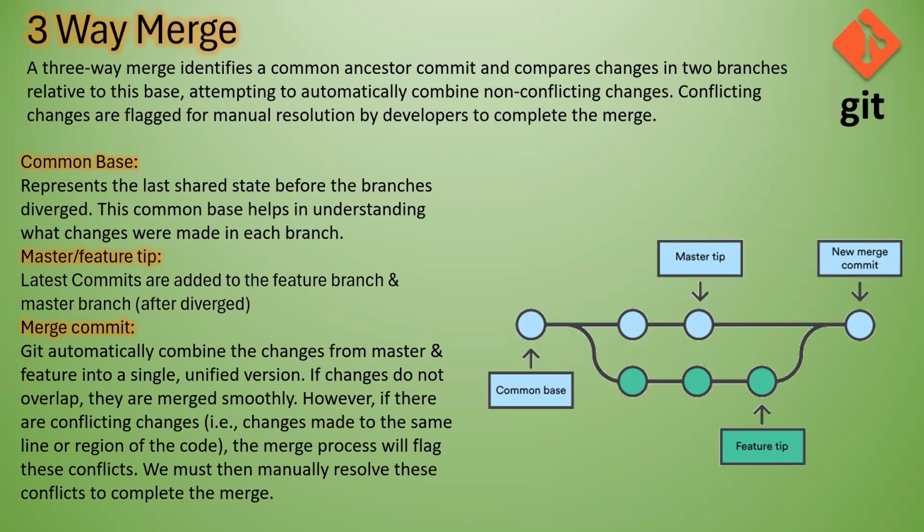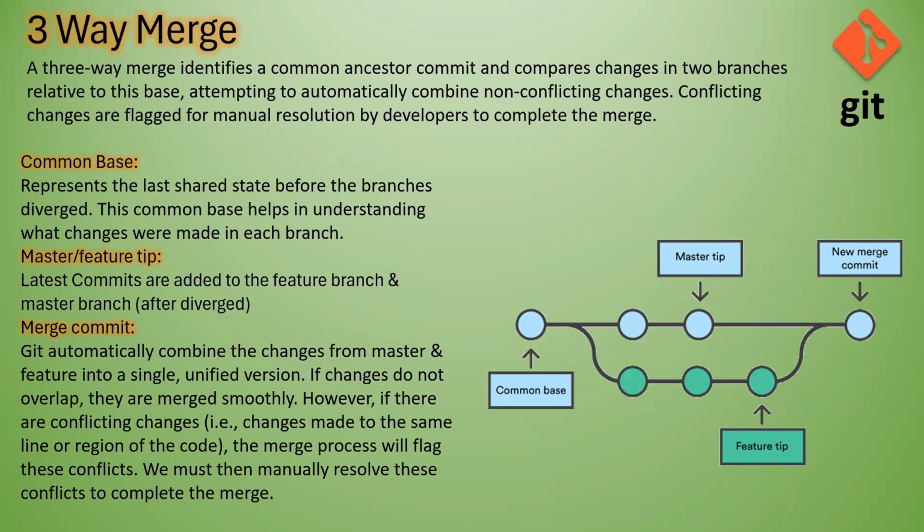So what happens is this common base, the tip of the main or master branch, and the tip of the feature branch, these three commits will be considered to create a new commit. The initial commit, feature commit, and master commit are made by the user, whereas the new merge commit that you see in the diagram will be created by Git. For creating this new merge commit, it considers three commits: the common base, the feature tip, and the master tip, that is, the latest commit from the master, the latest commit from the feature, and the common ancestor commit. All three are considered to find the differences, and they will be committed into a single commit, which is the new merge. Now we are clear with this.